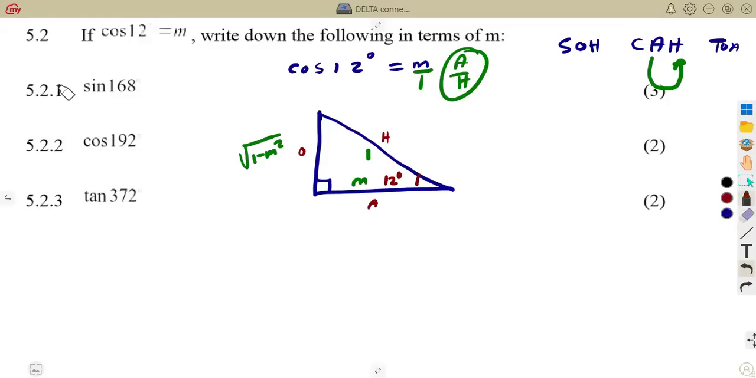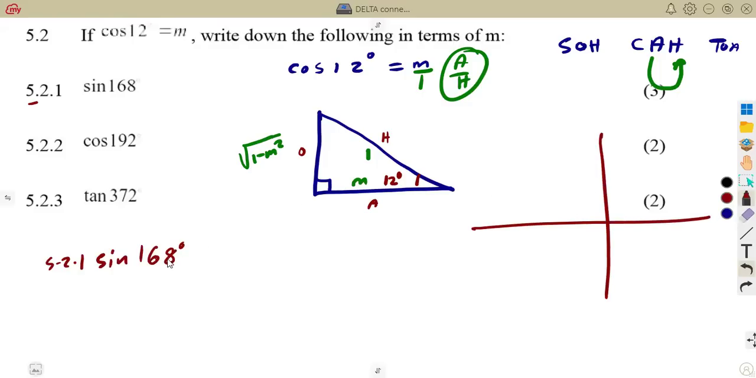Reduce these angles. 5.21. The sine of 168 degrees. We have to reduce it, guys. Which quadrant are we talking about? 168 lies in the second quadrant. So how can we write it as an acute angle? That's 180 minus 168, which is 12.